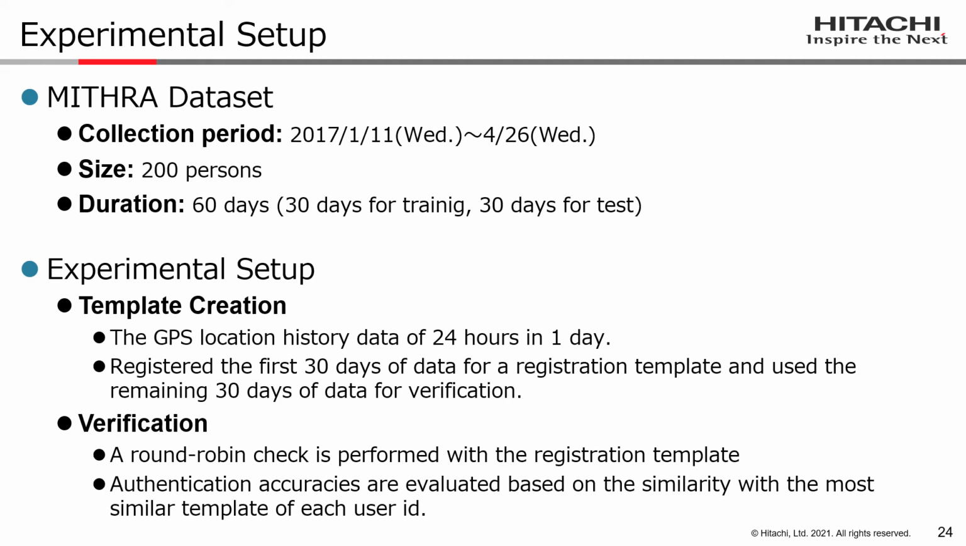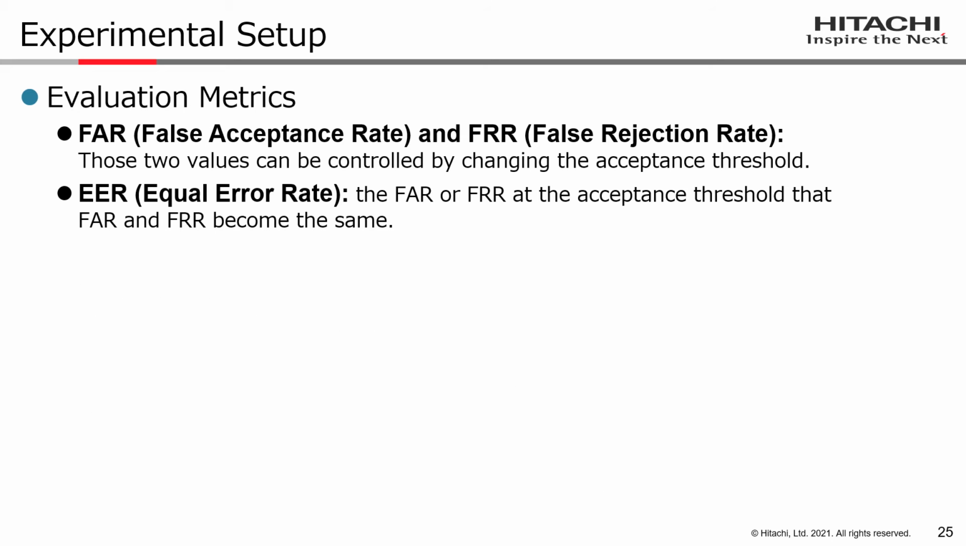Experiments. This slide summarizes the experimental setup. We used the MISRA project dataset collected by the University of Tokyo for evaluation. We extracted 200 persons that have more than 60 days of records. Then we used a one-day profile of the DPS data for each template. We registered the first 30 days of data for enrollment, then used the remaining 30 days for validation. At verification time, we performed a round-robin check with all the enrollment templates. Authentication accuracies are evaluated based on the similarity with the most similar template of each user. For the evaluation metrics, we used FAR, false acceptance rate, FRR, false rejection rate, and EER, equal error rate.